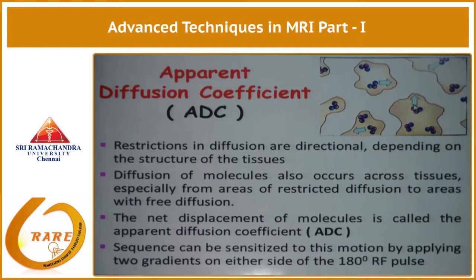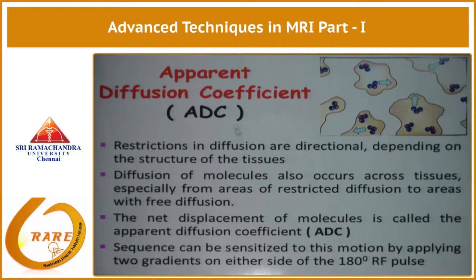The restriction for this is in this direction. Restriction for this molecule is in this direction. This is going to be this direction. So the restrictions in diffusion are going to be directional, and it depends on the structure of the tissues. And please make a note, the diffusion of the molecules can also occur across the tissues, especially from the restricted diffusion to the area of free diffusion.